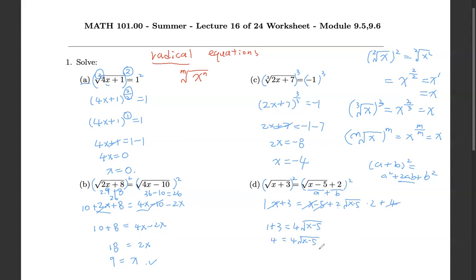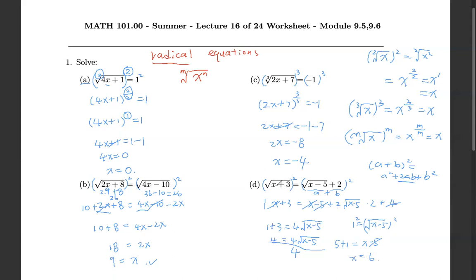Well, let's simplify this equation. Let's divide by 4. The left-hand side will have 4 over 4, which is 1. The right-hand side, this cancels each other, so we only have 1 times square root of x minus 5. Now we need to square both sides again. 1 squared is 1. Square root of x minus 5 squared is x minus 5. Negative 5 on the right-hand side move to the left-hand side, become positive. So x equals 6.